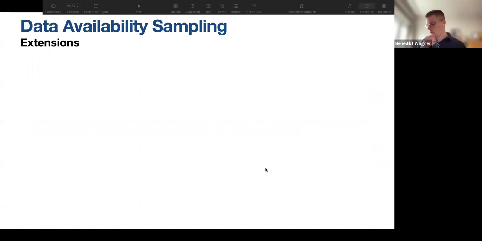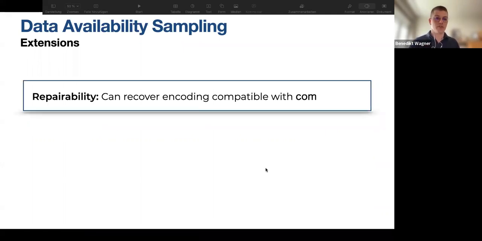And now we thought about extensions. How can we extend this definition with more functionality that may be useful in practice? The first extension that we looked at is repairability. Here the idea is, what if your encoding is broken and you want to repair it, go back to a stable state where you have something that is close to the original encoding and works as expected, but you don't want to change the commitment. You don't want to redistribute all commitments. You want to do this repairing transparently. So you need some way to repair the encoding such that it still works with the old commitment.